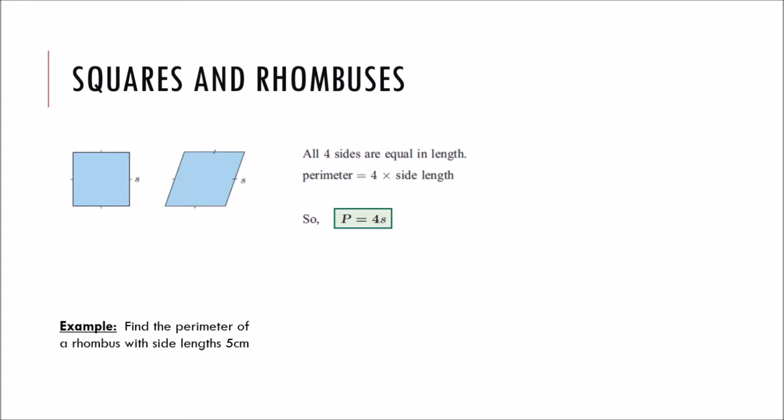So first up, we're going to look at squares and rhombuses. Squares and rhombuses both have all four sides the same. That means the perimeter of a rhombus or a square is just 4 times whatever that side length is. So that's what this formula says: P is equal to 4 times S. Remember that when we write our algebra, we have 4 times our letter here, and S stands for side length.